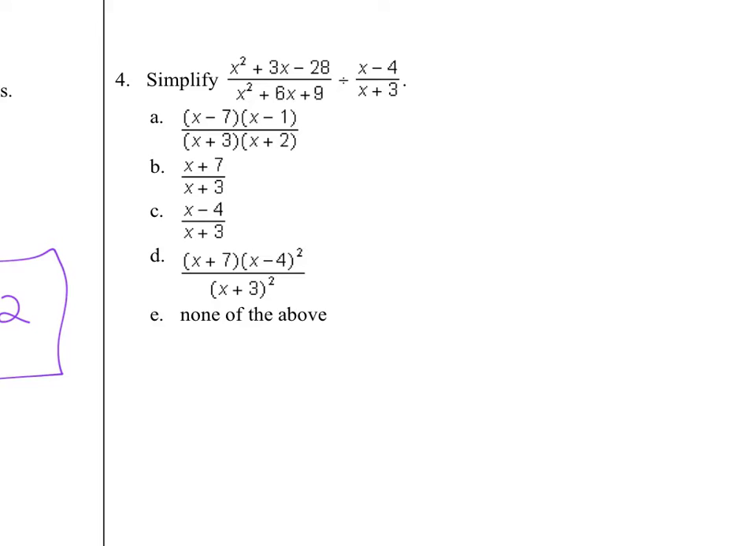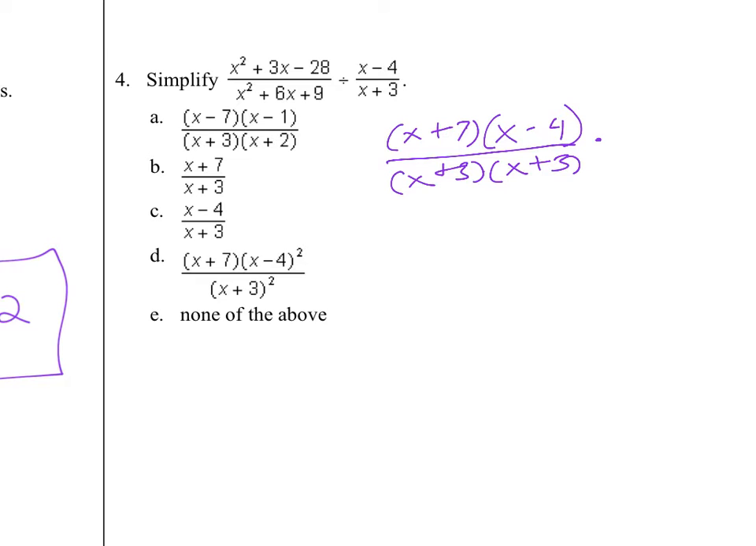Next, x squared plus 3x minus 28. I'm going to factor these as I go, so I'm going to rewrite this in factored form. I have x, and factors of 28 that subtract to 3 are 4 and 7. The larger is plus, so that means the 7. Over factors of 9 that add to 6, so that's 3 and 3. It's all pluses.